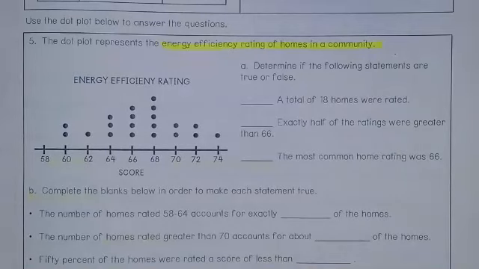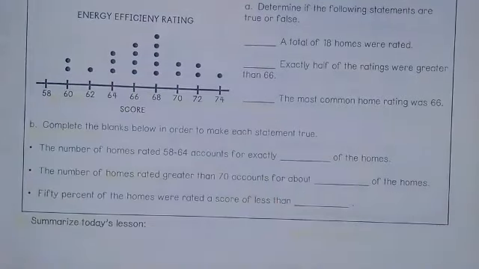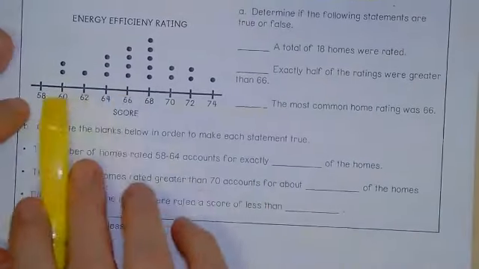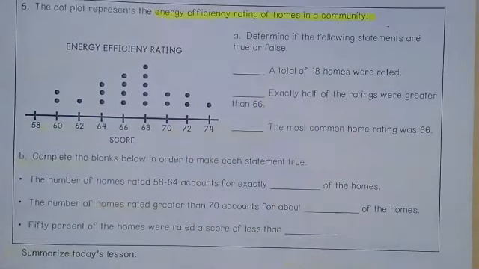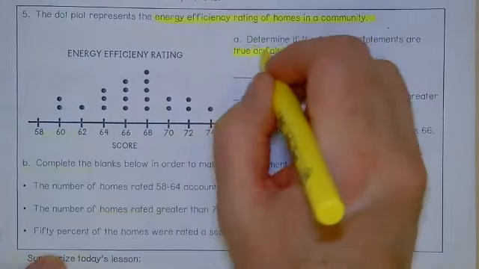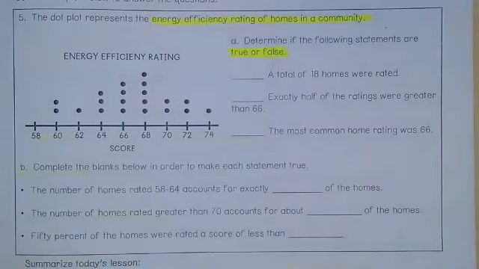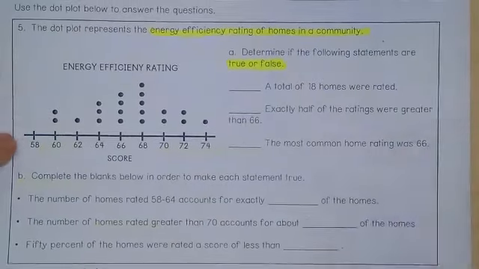If you've ever been to Lowe's with your parents, you walk through the refrigerator section, brand new refrigerators, they got a sticker on the front, and it says their energy efficiency rating. So that's what they're talking about here, energy efficiency ratings. So here's the dot plot. We're going to answer some questions. Determine if the following statements are true or false. Highlight the directions so you know what you're doing. It's not multiple choice, pick one. It's each one, true or false.